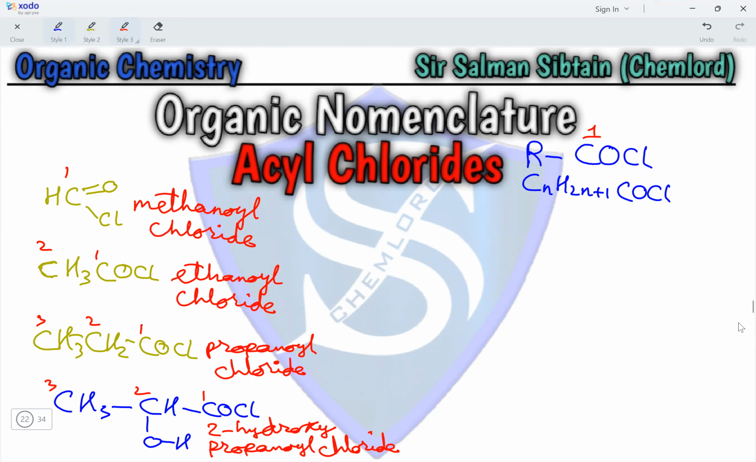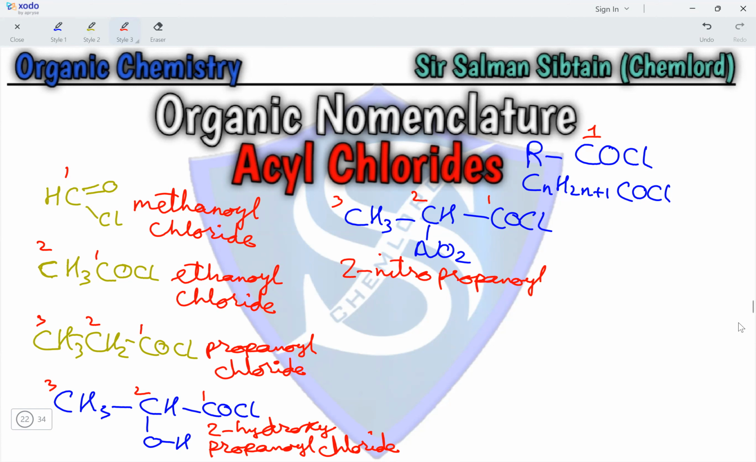If instead of hydroxy we have the NO2 group placed here, so the numbering would be 1, 2, and 3, and this would be called 2-nitropropanoyl chloride. Continuing naming of these compounds, we would have multiple substitute groups present on the same compound.